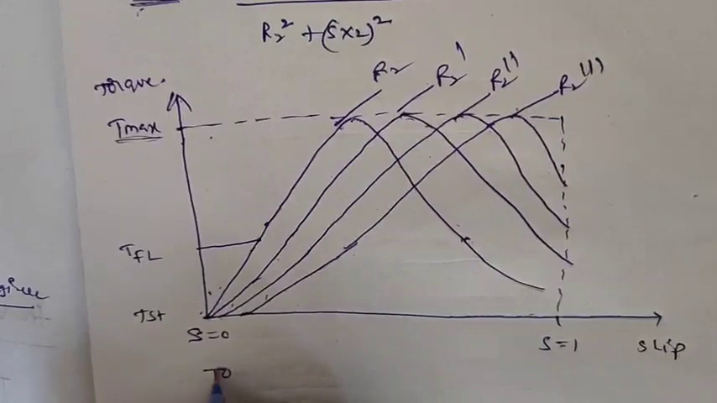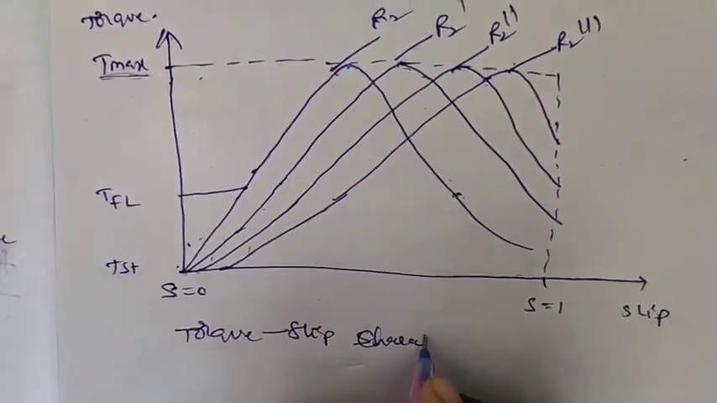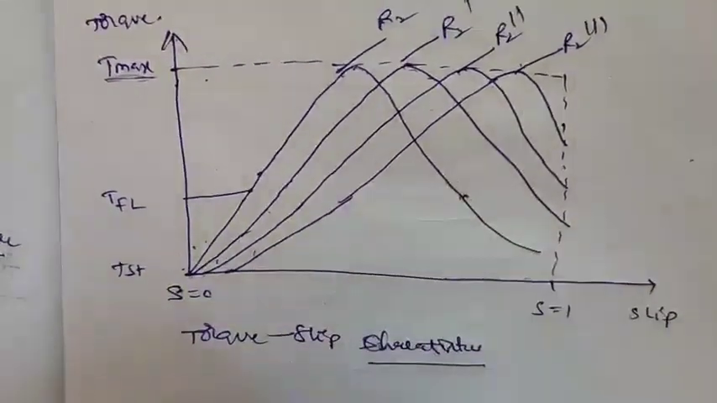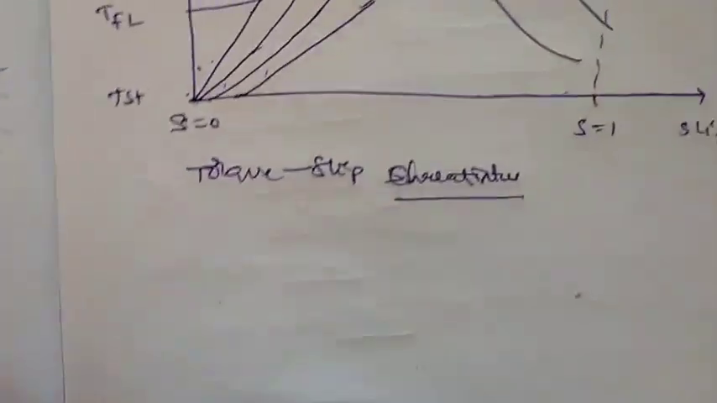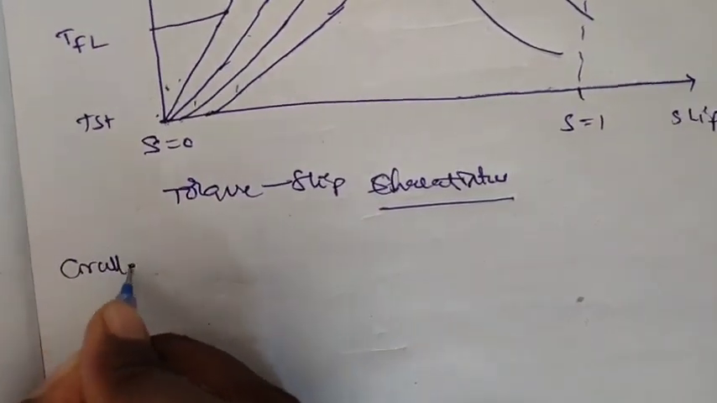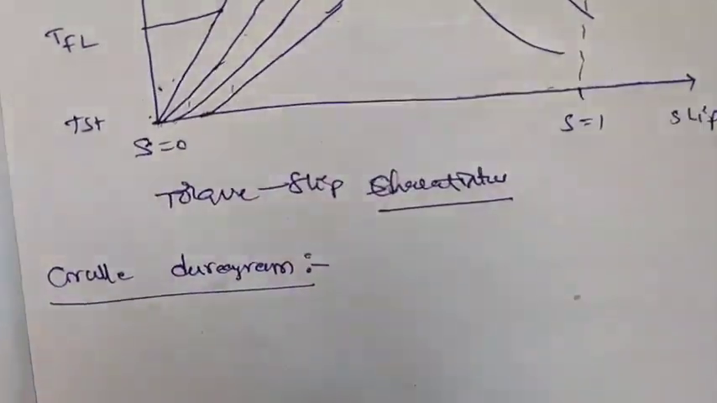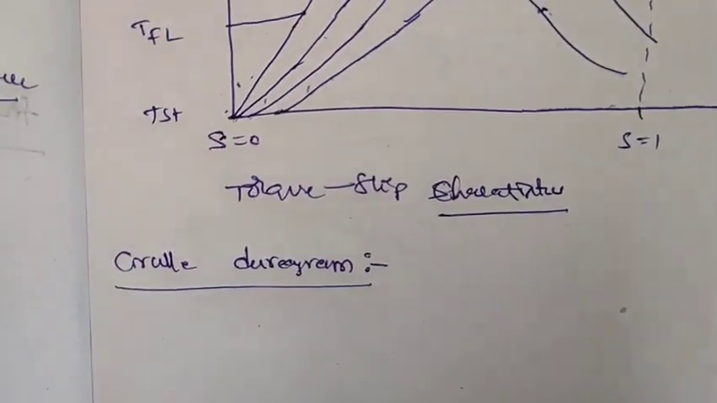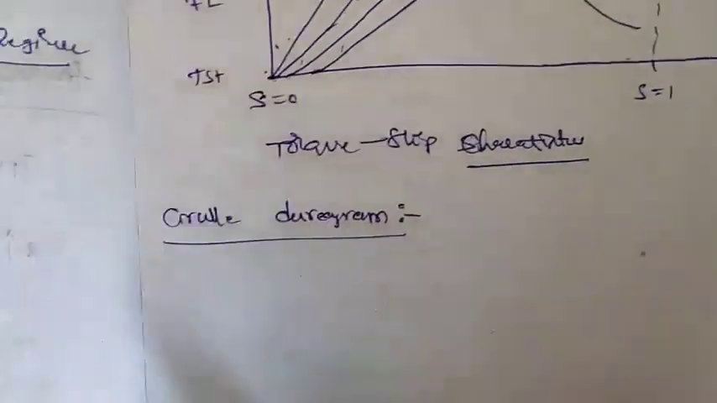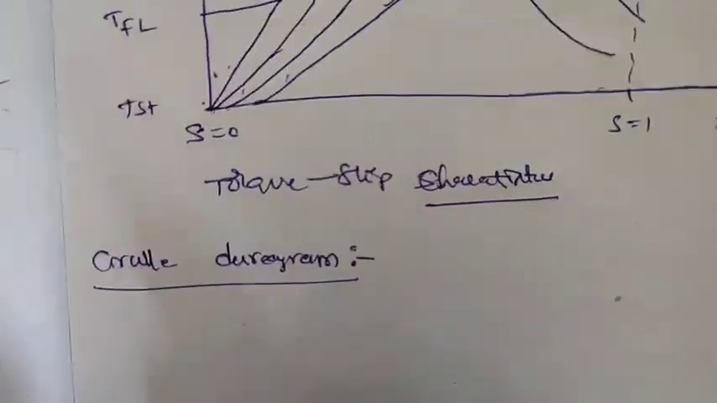This is the torque slip characteristics. So next we can go for the circle diagram. I am telling the importance of the circle diagram. Next class we can take compass and one protractor or whatever equipment and material is needed for the circle diagram. I am asking that all of you be ready for the circle diagram.